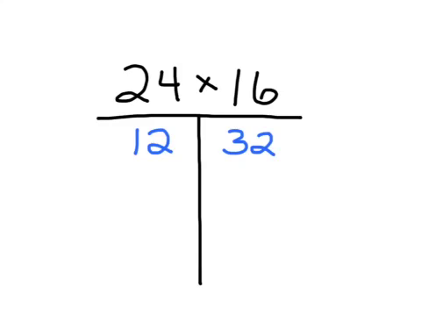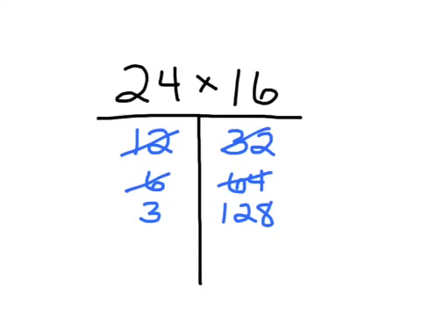So half of 12 is 6. But then we double 32 to make 64. Half of 6 is 3. We double 64 and get 128. Now we come to an issue where we have odd numbers. Well, you still cut it in half, but you drop any remainders, and you leave the odd numbers alone. You don't cross them off as we did with the even numbers.